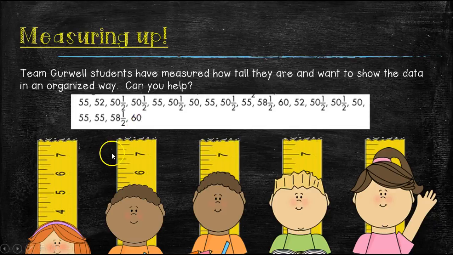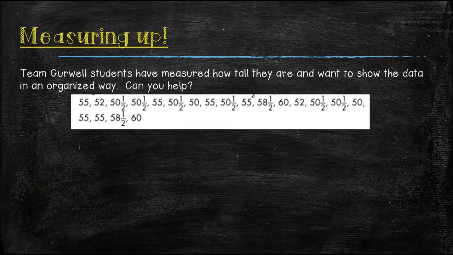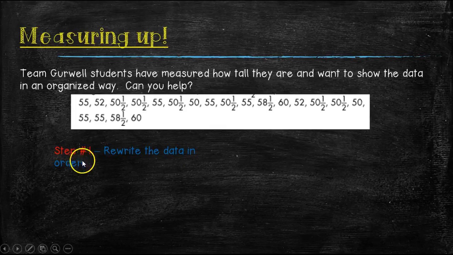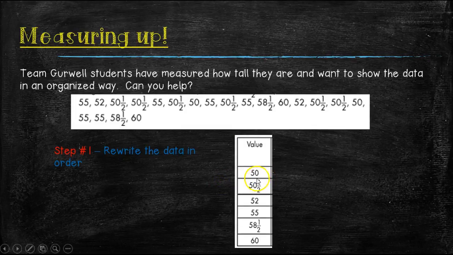And as we've been learning the past couple of lessons, there are 2 ways to do that, either a frequency table or a line plot or both. So the first thing we're going to do is rewrite this data in order. As you can see, we start off with 55 inches, then we go down to 52, then we've got 50.5. So it's just a mess. We need to clean up our data and write it in order. So we're going to use the first part of a frequency table to put all of our inches, how tall we are, in a more organized way.